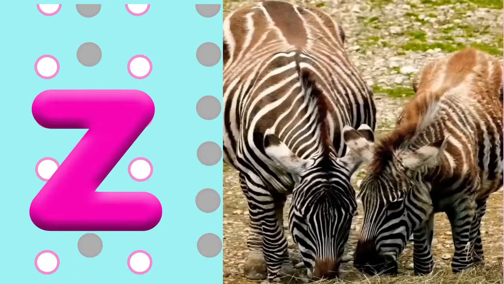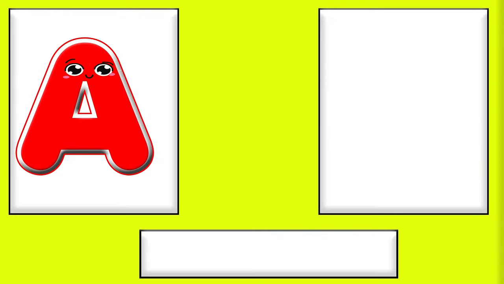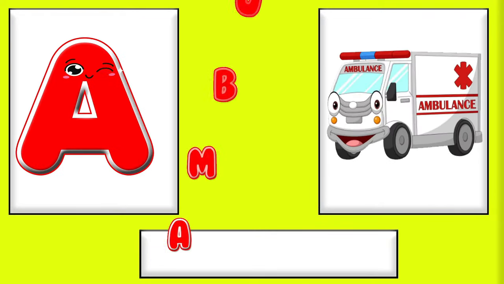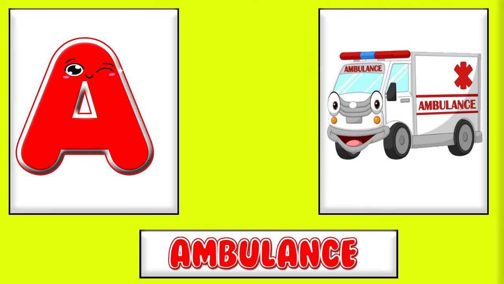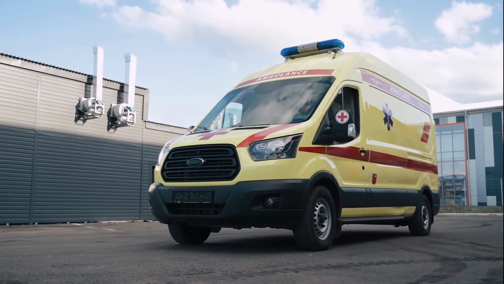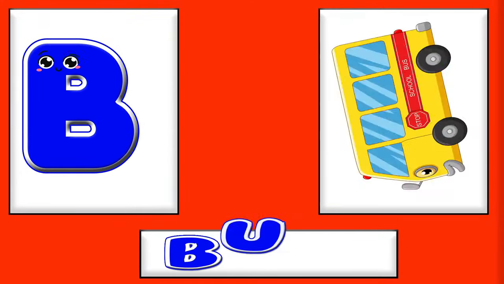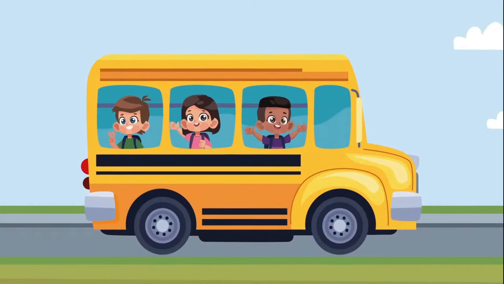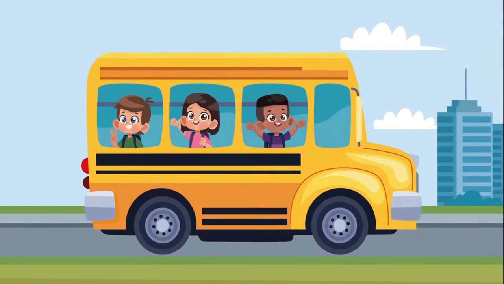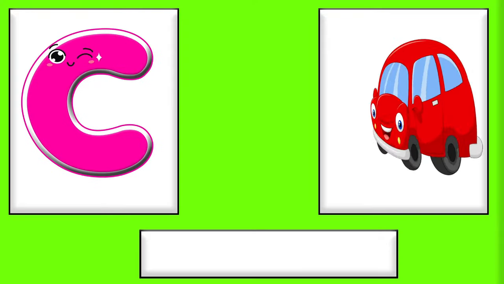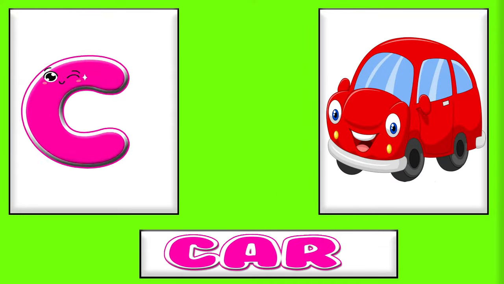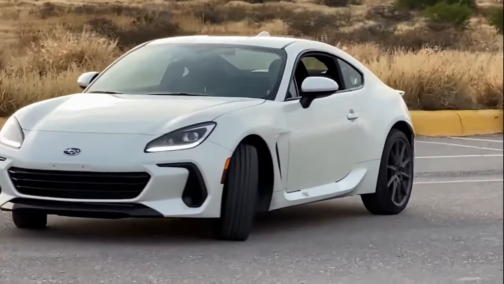Transportation phonics song. A is for ambulance. A a ambulance. B is for bus. B b bus. C is for car. C c car.